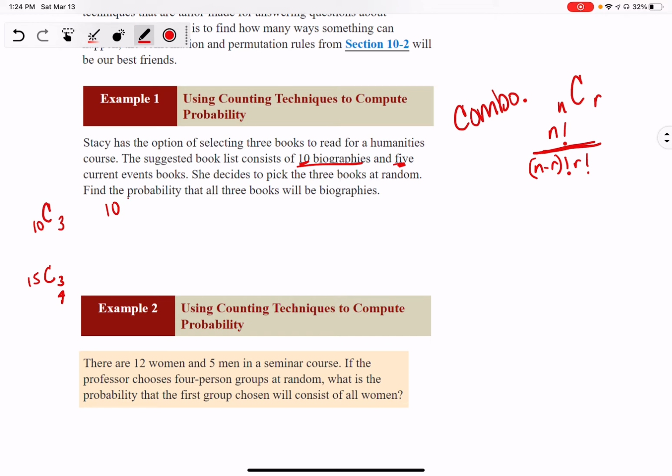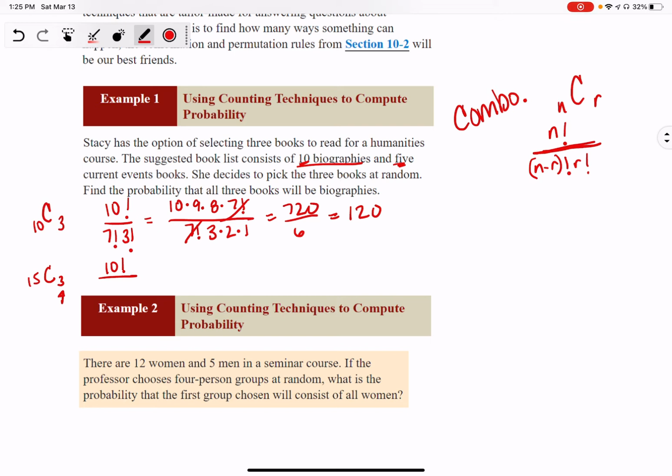So 10 factorial, 10 minus 3 is 7 factorial, 3 factorial. Write that out: 10 times 9 times 8 times 7 factorial over 7 factorial, 3 times 2 times 1. The 7 factorials cancel out. 10 times 9 times 8 gives me 720. 3 times 2 times 1 gives me 6, which means I get 120 ways to pick 3 biographies from 10 bios. Now I need to figure out my total.